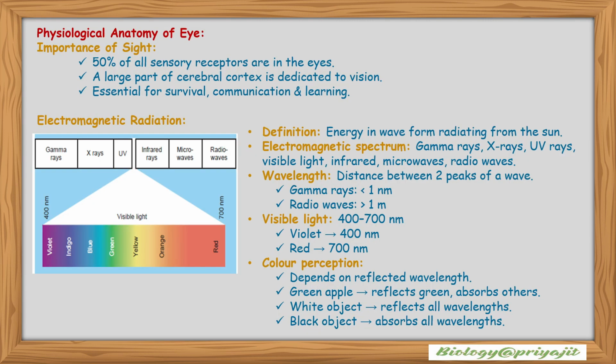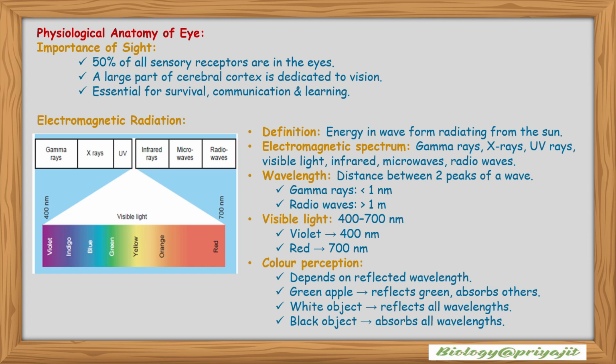Our eyes are the most powerful sense organ. They give us most of our information about the world and play a key role in safety, interaction, and education. About half of all the body's sensory receptors are located in the eyes, which shows how important vision is. A large portion of the brain's cerebral cortex is used just for processing visual information.